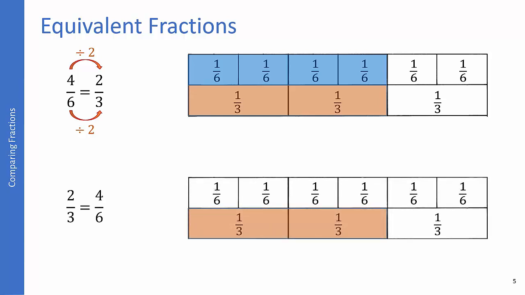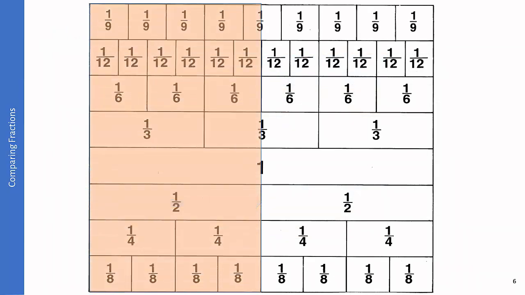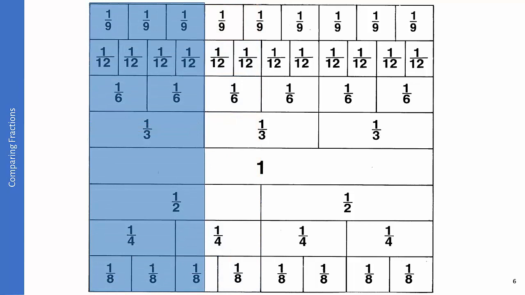Sometimes we need to go the opposite way around. So starting with 2/3, we can see that that's equivalent to 4/6, and we get that by multiplying both the numerator and the denominator by the same number, 2 in this case. A fraction wall can help us find equivalent fractions. For example, the fraction 1/2 is equivalent to 2/4 or 4/8, 3/6 or 6/12. Whereas the fraction 1/3 is equivalent to 2/6, 4/12 or 3/9.